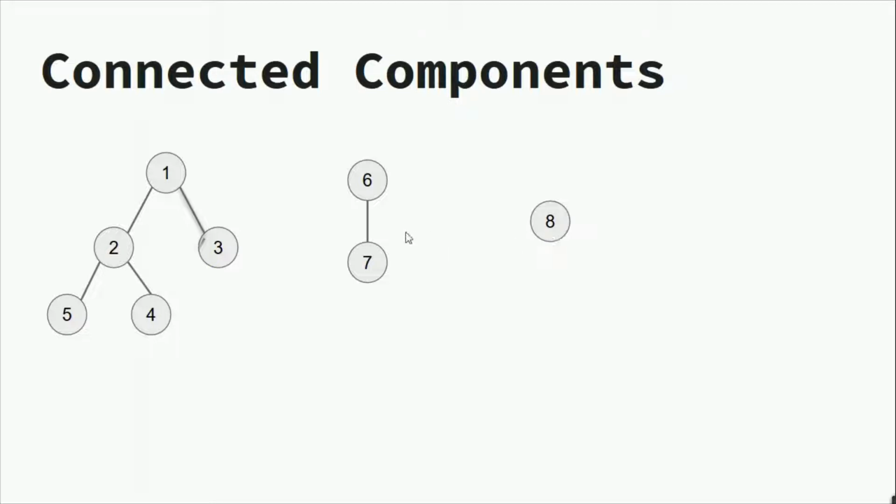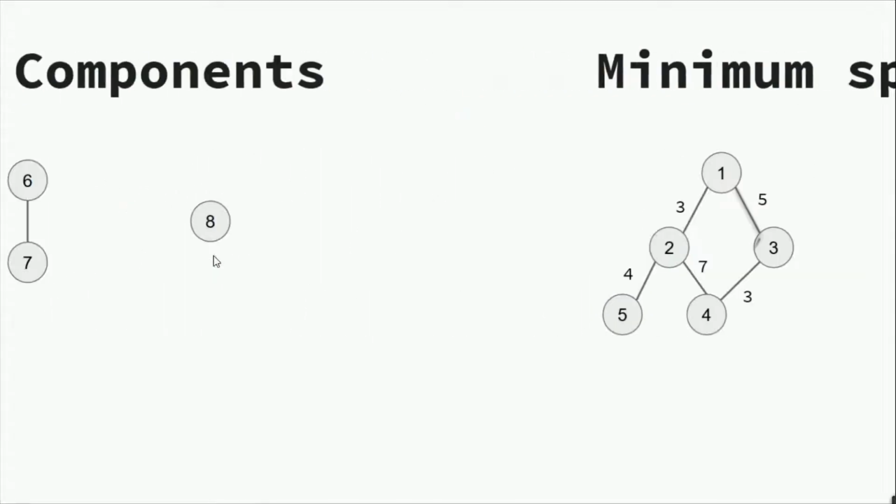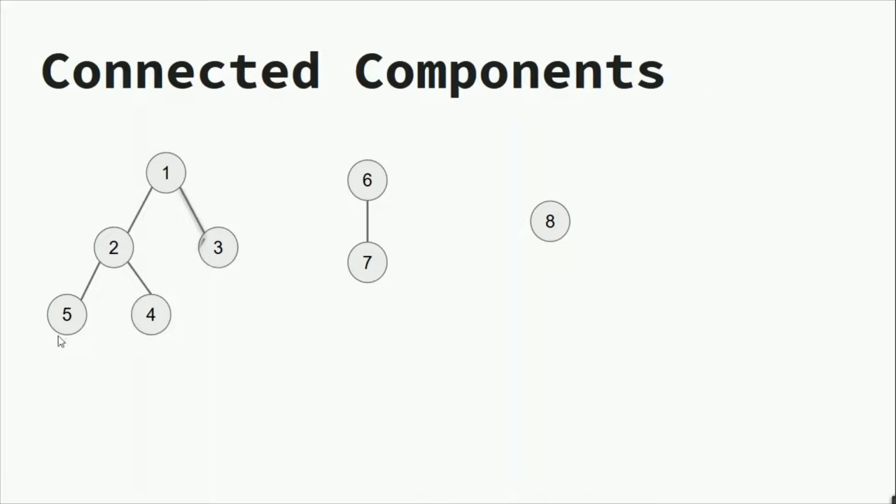So a connected component is basically a connected graph in which there is a path from each node to every other node. For example, there is a path from 1 to 4, there is a path from 5 to 3. But there is no path from 1 to 6. So that's why 1 and 6 are in two different connected components.